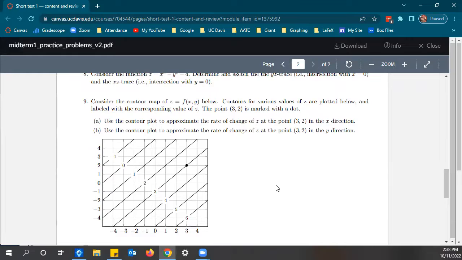Meaning the height. Maybe not meaning that, but definitely what I'm thinking is that's the height of my surface. It could be temperature, it could be something else, but if no one says anything, I'm thinking height. The point 3, 2 is marked with a dot. Great. Use the contour plot to approximate the rate of change of z at the point 3, 2 in the x direction. So at this point right here, approximate the rate of change of z in the direction of x. So meaning moving which way? Up, down, left, or right?